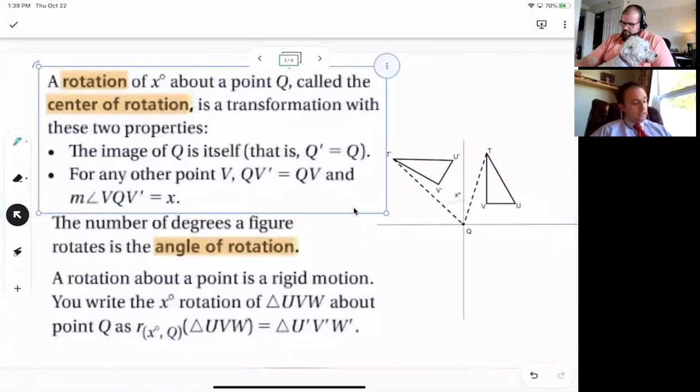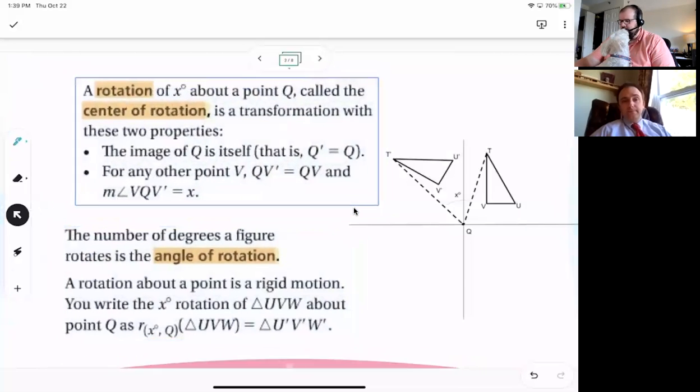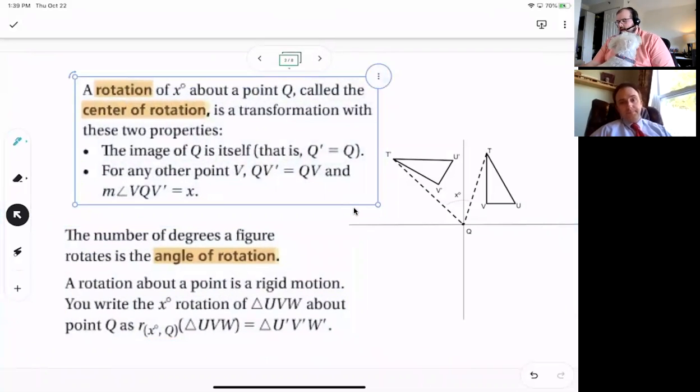There's a lot of words there. I'm going to let you talk about that. All right, so this is defining what a rotation is. It's saying that we're rotating X degrees and calling something a center of rotation.